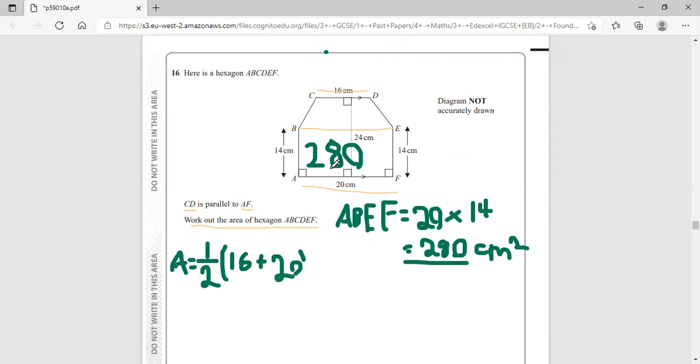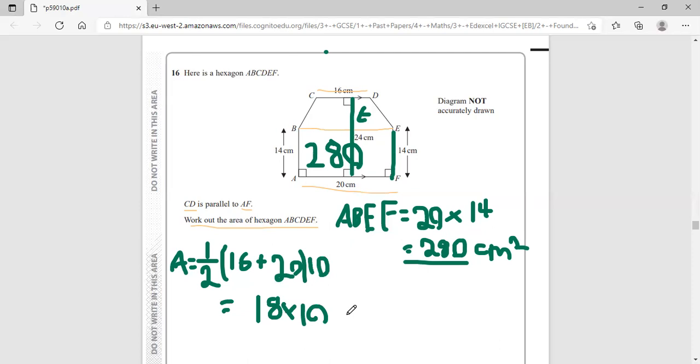And this is where you could get tripped up. You might think the height of the whole thing here is 24. Well actually, we're only looking for this height here. The whole thing is 24, this part is 14, which means this bit here must be 10. So 24 take away 14 gives us 10, and we times this by 10. If we work that out, 16 plus 20 is 36, so 1/2 times that gives you 18. Then 18 times 10 gives you 180.